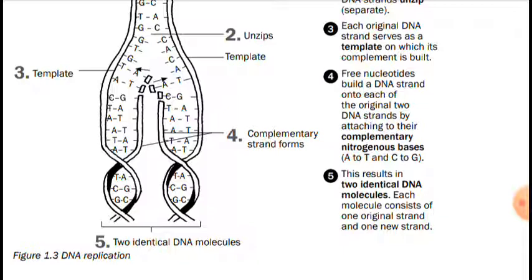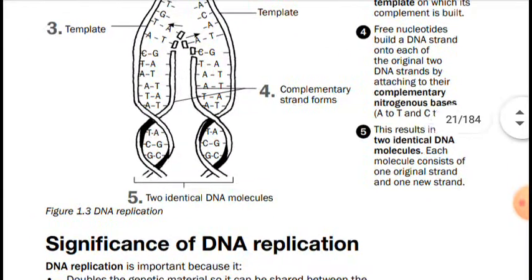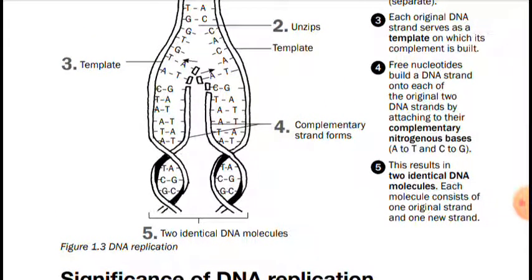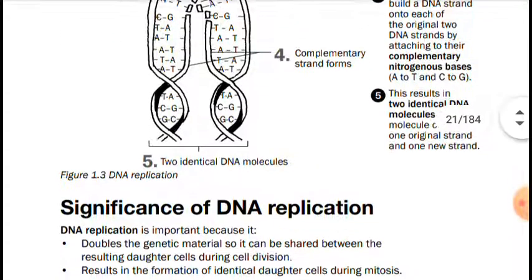So the free nucleotides build a DNA strand onto each of the original DNA strands by attaching to their complementary nitrogenous bases. Adenine pairs with the same one it was pairing with. It continues pairing with the ones it was pairing with, so nothing will ever change on that.